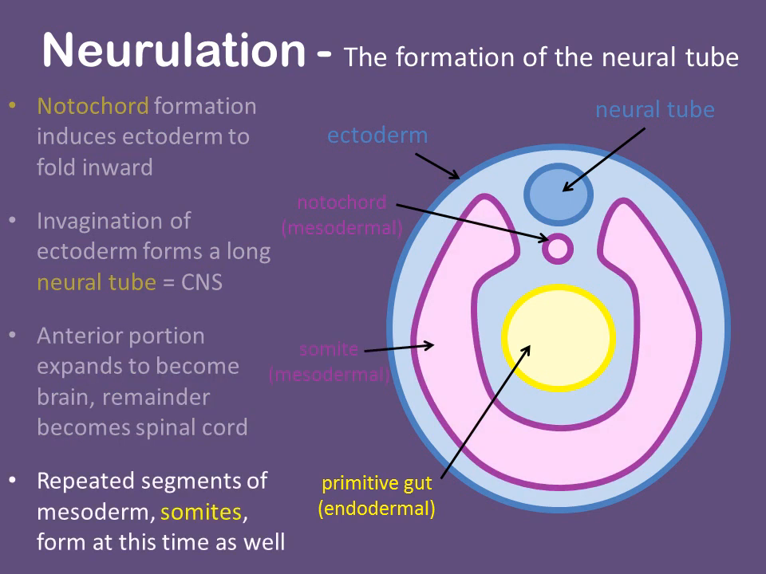Now, this step of embryonic development is also where we see the appearance of these structures called somites from the mesodermal tissue. And somites are these repeated blocks of mesodermal tissue that are the segments of the organism that will become, for instance, the ribs and the vertebrae of the thoracic cavity.